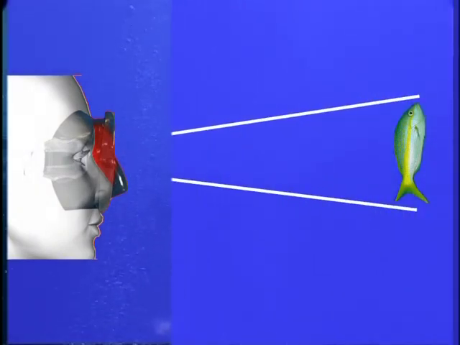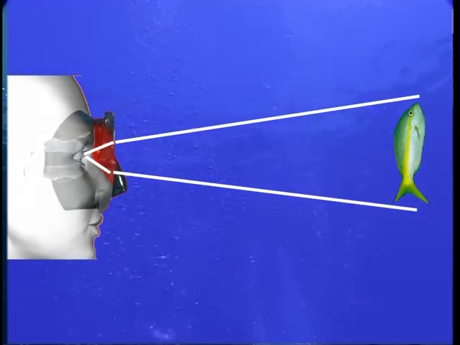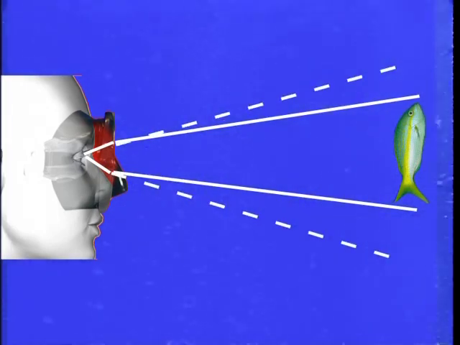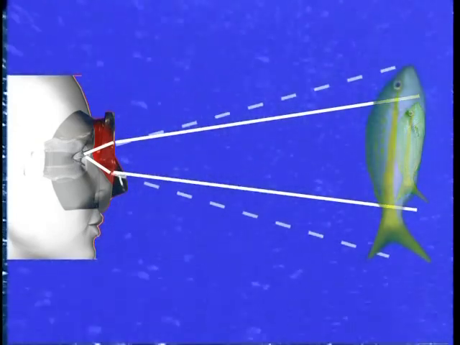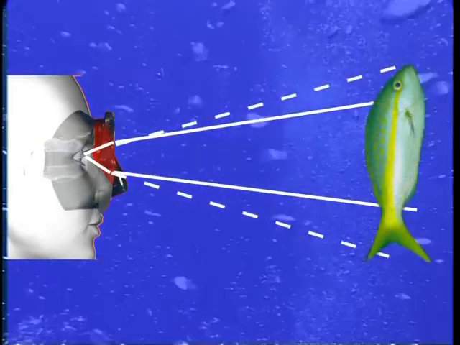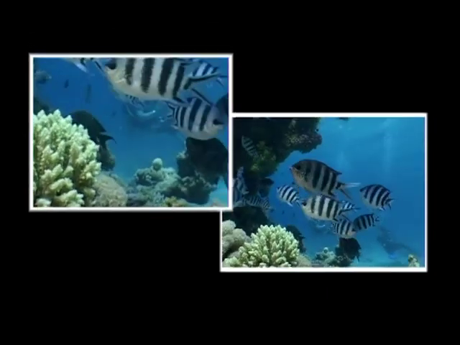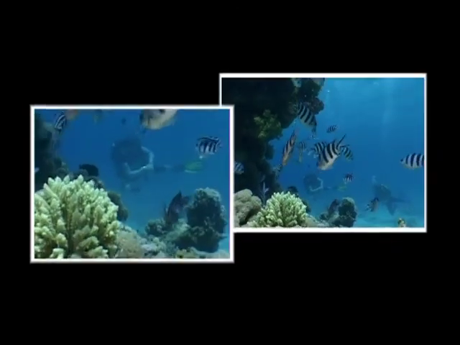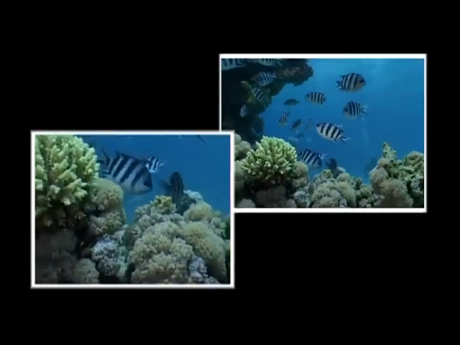Our brain, which is used to interpreting these visual sensations in air, reads the direction of the rays of light as if they were travelling in a straight line, as they would through air. Consequently, our brain interprets the object we are looking at as being larger and closer than it actually is. So this explains the difference between real and apparent dimensions.